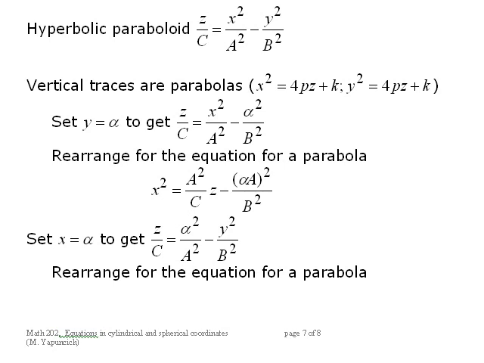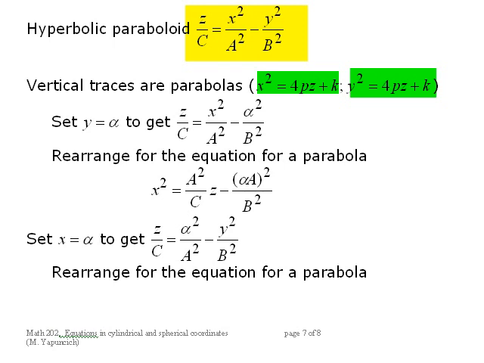Now I'll go through a little bit of an example here on finding those traces. So I'll start with the equation for the hyperbolic paraboloid: z over c equals x squared over a squared minus y squared over b squared. The vertical traces are parabolas. Here's a general form for parabolas: x squared equals 4p times (z plus k). This would be in the xz plane. Here is one in the yz plane: y squared equals 4p times (z plus k). Of course, the p and k are going to be different in either of those equations, but I was just trying to show the standard form.